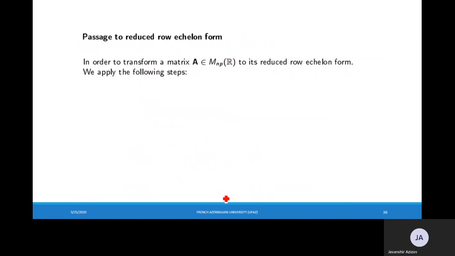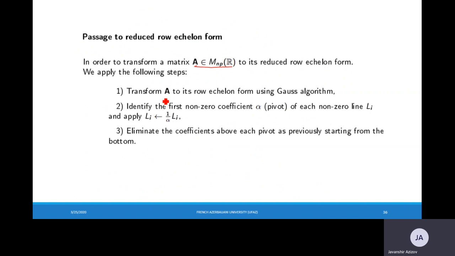Suppose that we have an n times p size matrix, and to find the reduced row echelon form of this matrix, we will use the following steps. First, we transform matrix A to its row echelon form using the Gauss algorithm. Then we identify the first non-zero coefficient alpha of each non-zero line Li and apply this elementary operation. Finally, we eliminate the coefficients above each pivot as previously, starting from the bottom.